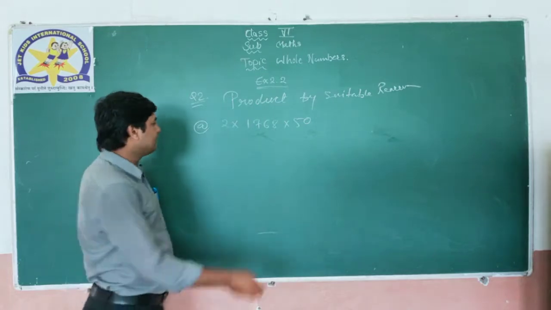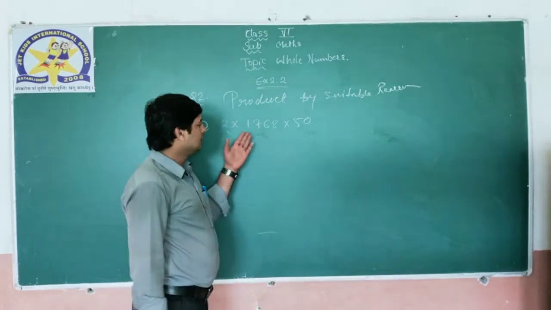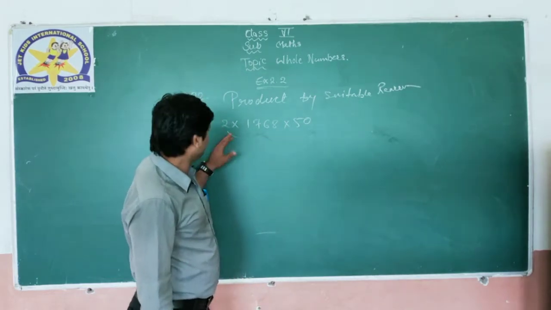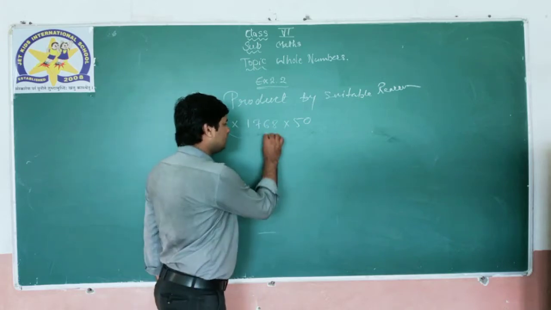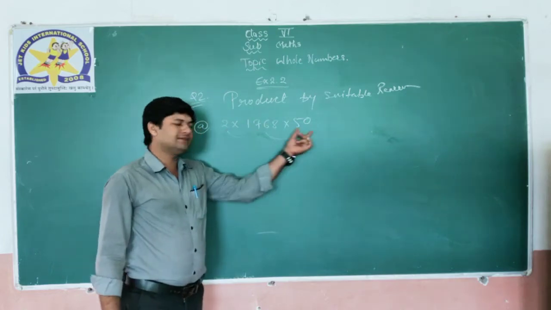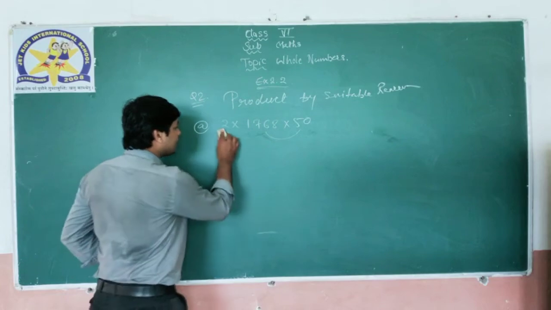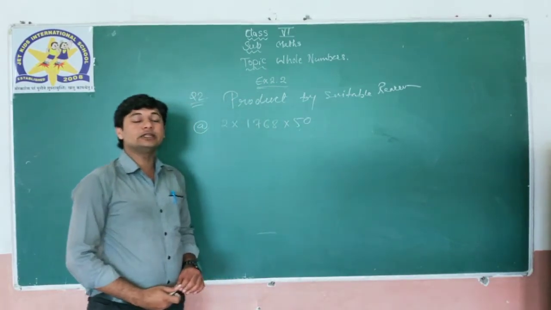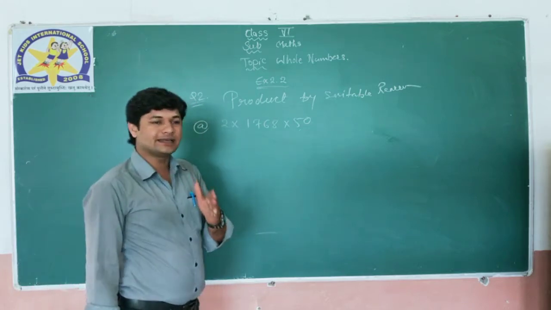It is very complicated if I multiply 2 with 1768, right? And then it will be 35 something. So it will be quite difficult. After getting this result, you have to multiply this result with 50, so it will be a little difficult. But with the help of rearrangement, we can do it more easily and in less time, right?